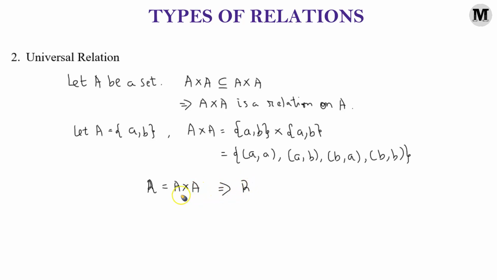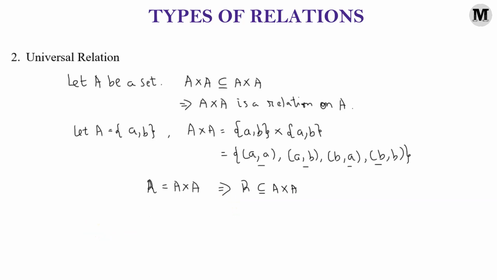This simply means that since the Cartesian product of A with itself is going to contain all of these 4 elements, it must be true that R is a subset of the Cartesian product of A with itself. In that case, this relation R is going to be referred to as the universal relation. This is quite trivial.